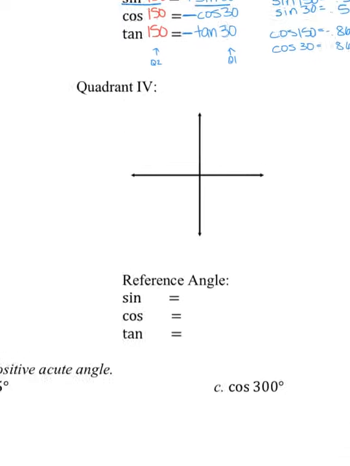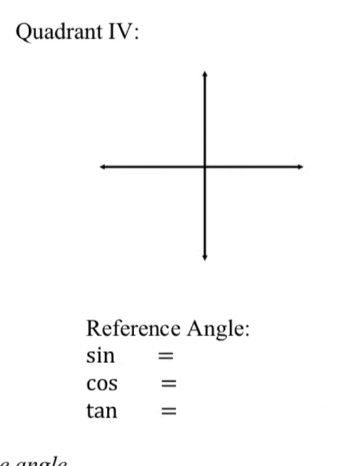And the last quadrant is quadrant 4. That would be something in between 270 and 360. So let's go with theta being 320 degrees. So 320 is kind of in the middle, right? You start here, you go all the way around.